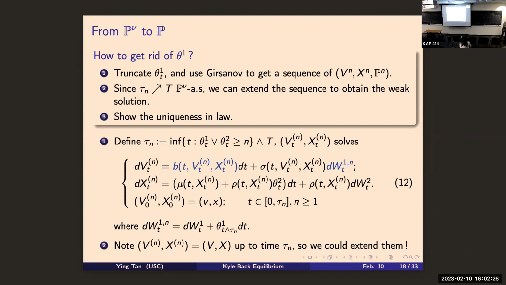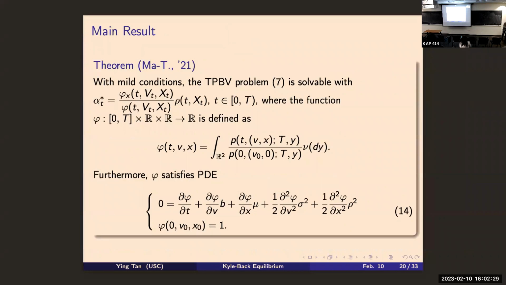And by doing this, we have two pages. So finally we can have this main result. The main result shows that this two-point boundary value problem is solvable if we take the alpha star to be that form. The phi is the Radon-Nikodym derivative, and this phi can be written down explicitly like this and satisfies this ill-posed PDE. So far, so good. Any questions about this part? Because now we have the alpha star, we have a strategy.